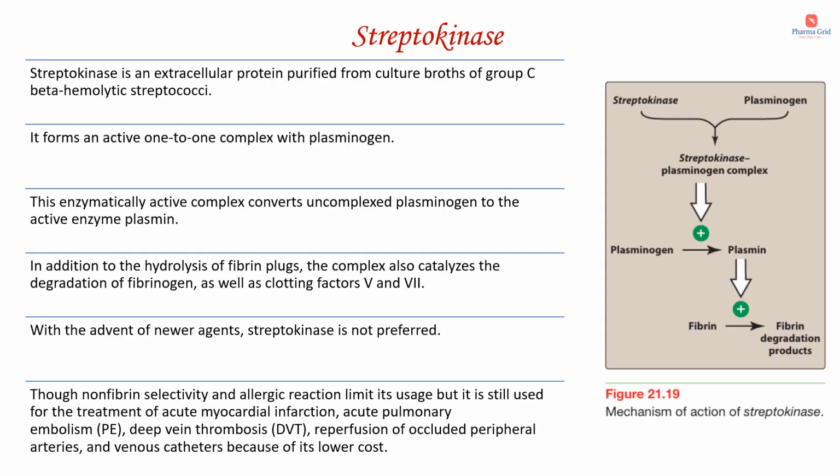Next thrombolytic drug is streptokinase. Streptokinase is an extracellular protein purified from culture broths of group C beta hemolytic streptococci. It forms an active 1:1 complex with plasminogen. This enzymatically active complex converts uncomplexed plasminogen to the active enzyme plasmin. In addition to the hydrolysis of fibrin plaques, the complex also catalyzes the degradation of fibrinogen as well as clotting factors 5 and 7.